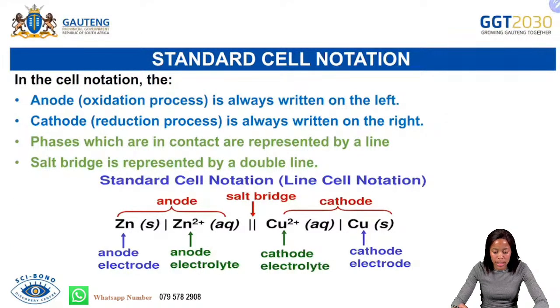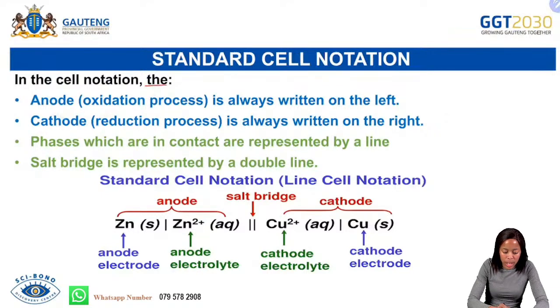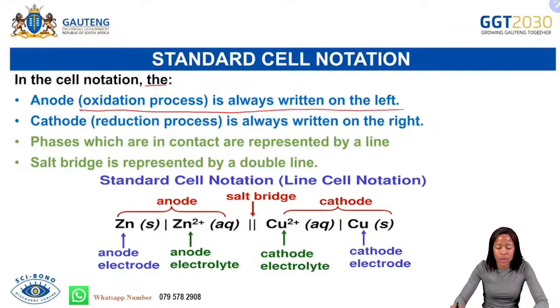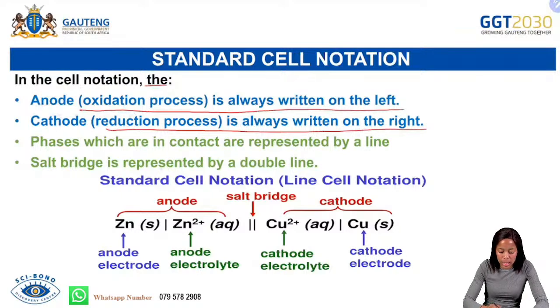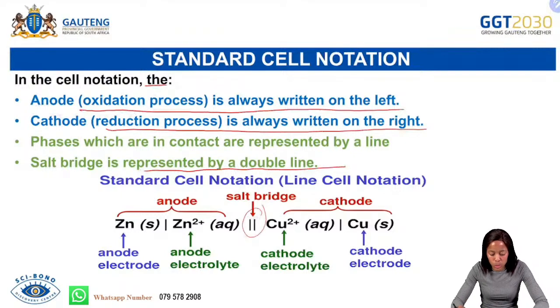Then it says standard cell notation. It says here, in the cell notation, the anode or the oxidation process is always written on the left-hand side, and the cathode or the reduction process is always written on the right-hand side. Then it says spaces which are in contact are represented by a line. And then the cell bridge is represented by a double line there. So we are still going to talk about the cell bridge.